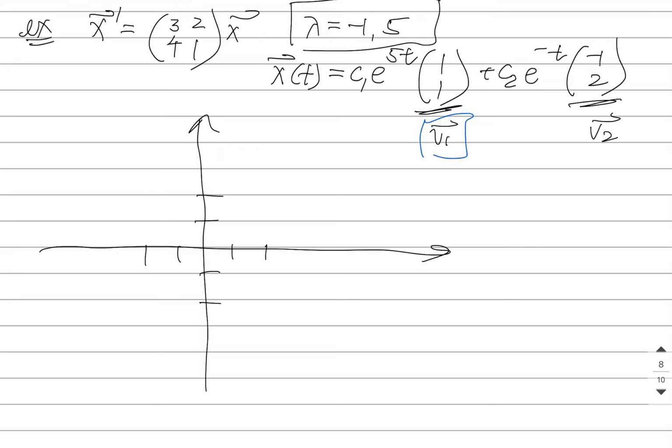v1 is just along this diagonal. There's our v1. It will have a subspace. Its eigenspace is just that line. Whereas v2 ends up looking something like this. There's v2. Again, it's also a line.